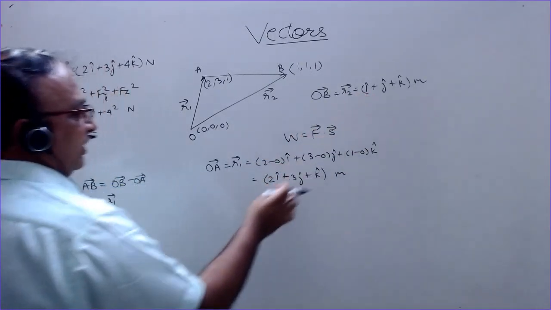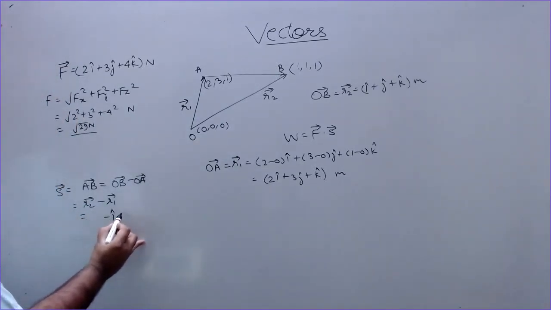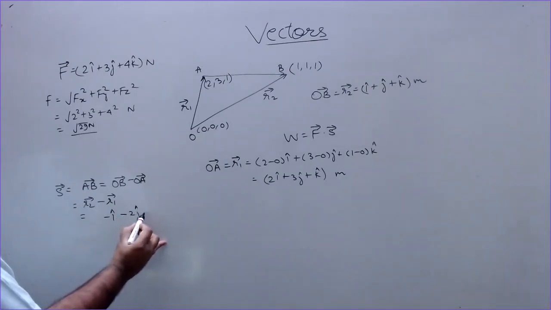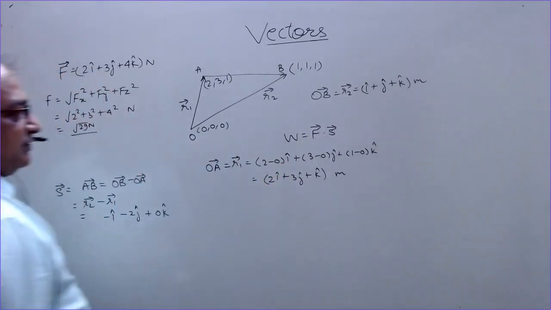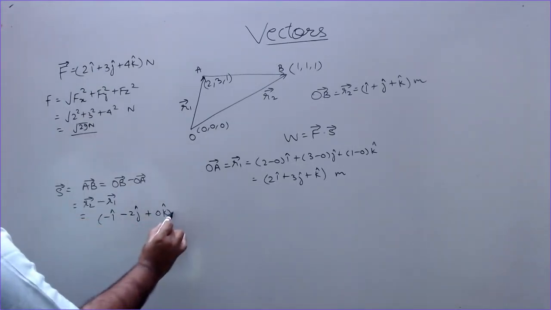So simply subtract the vector. Here we have 2i, so this is minus i, and minus 2j plus 0k. Subtract this from this: i minus 2i, j minus 3j, and k minus k. This is the displacement, in meters.